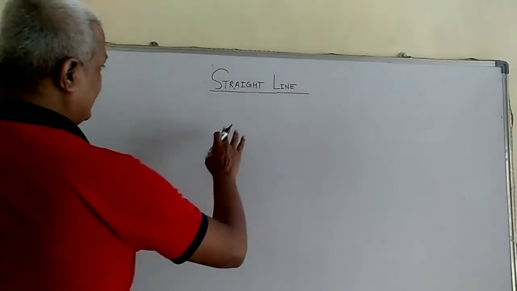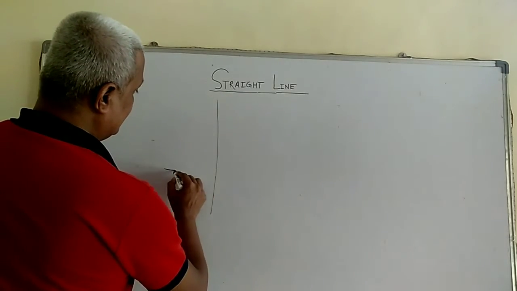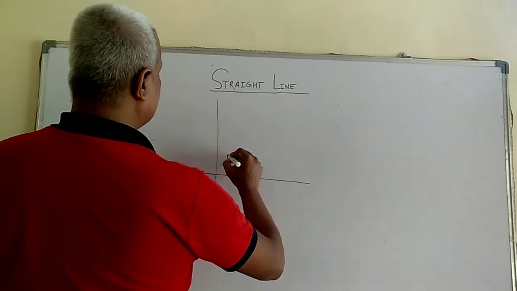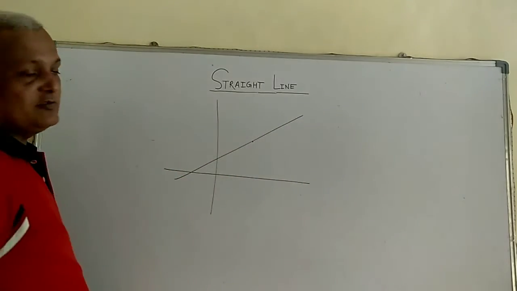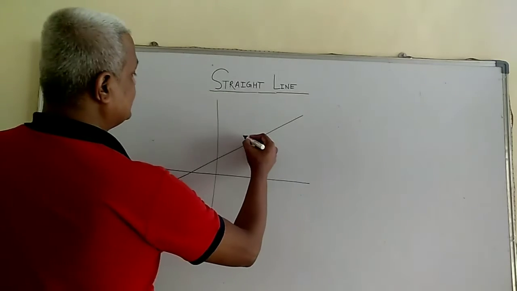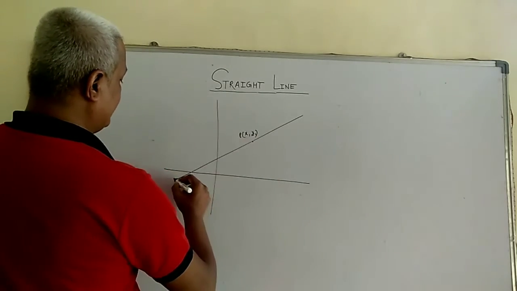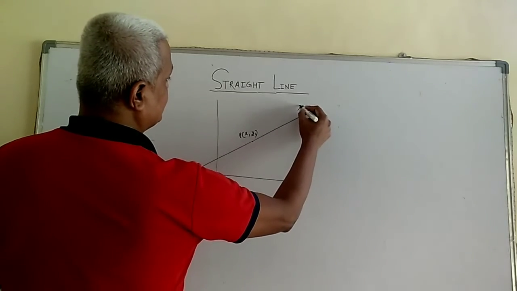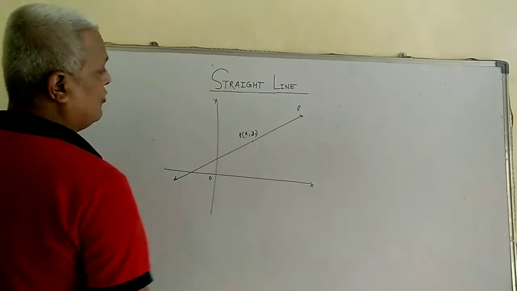Equation of a straight line. Suppose I have a line which is passing through a point x1, y1. So I say that I have a line which is passing through the point x1, y1. Let this line be L, this is the origin, this is x, and this is y.